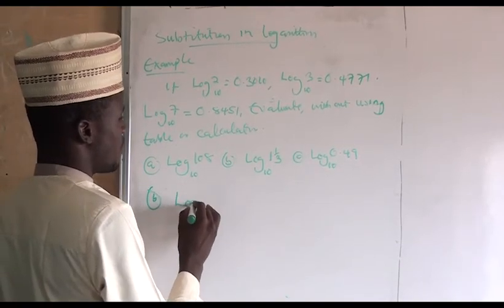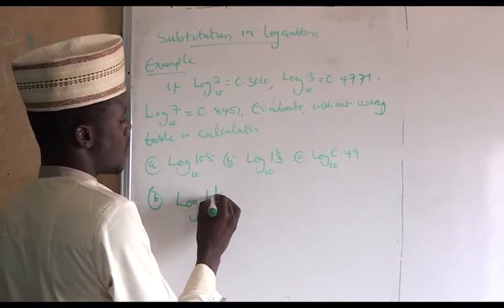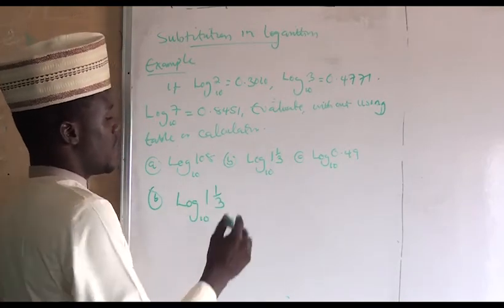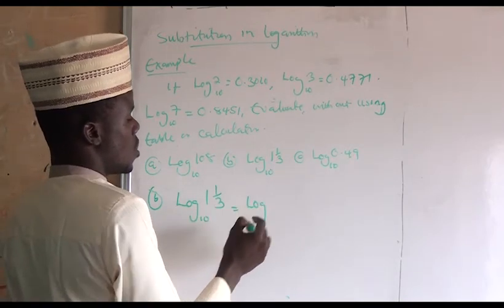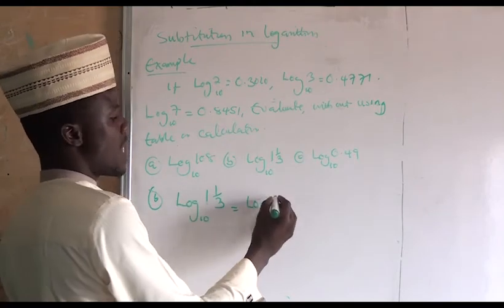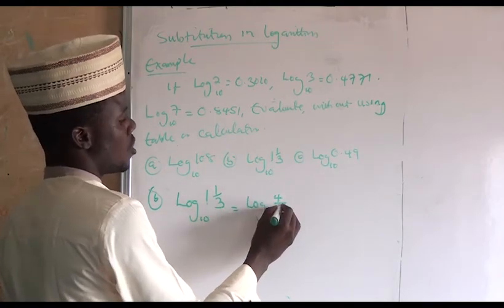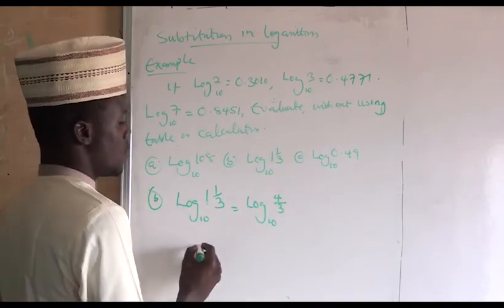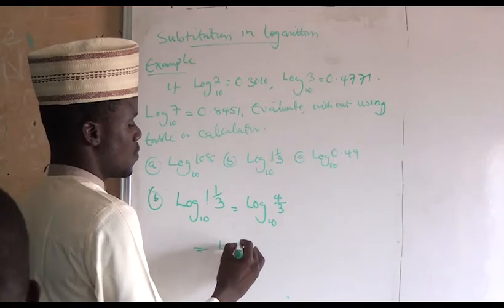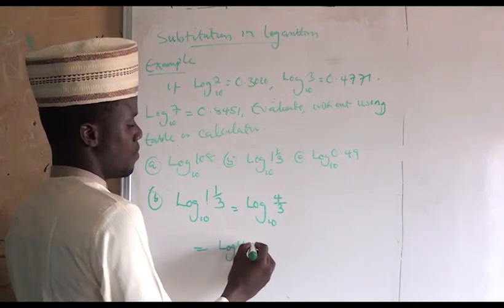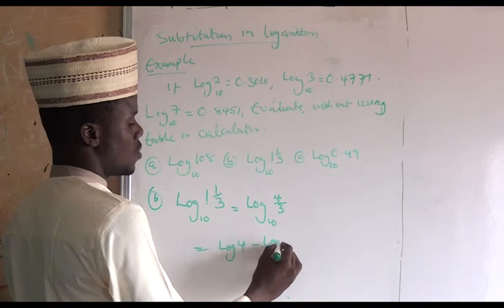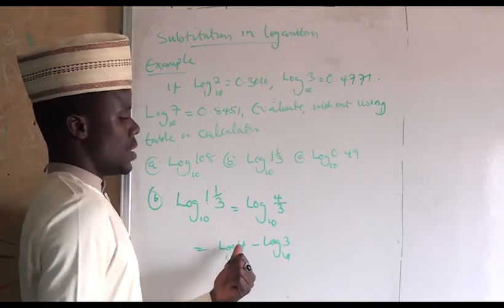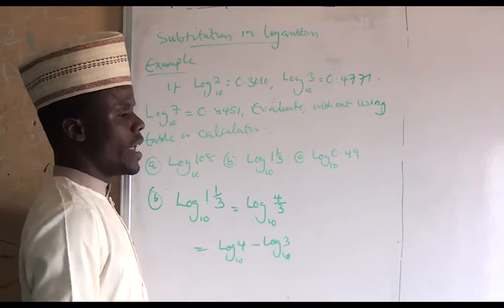Then here we have log of 1 and 1/3 base 10. And 1 and 1/3 is determined as 3 times 1 is 3, plus 1 is 4, all over 3, base 10. So 4 divided by 3, from the division. Then here we can say logarithm of 4 minus logarithm of 3, all base 10. So here we say logarithm of 4 minus logarithm of 3.